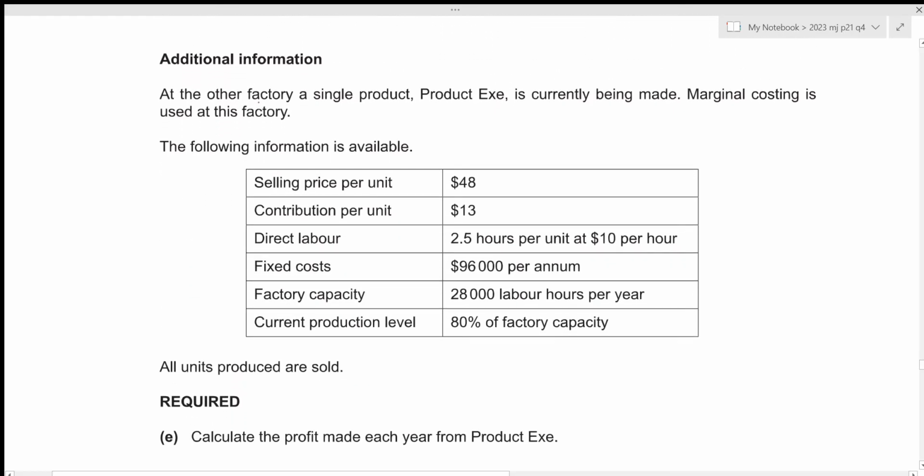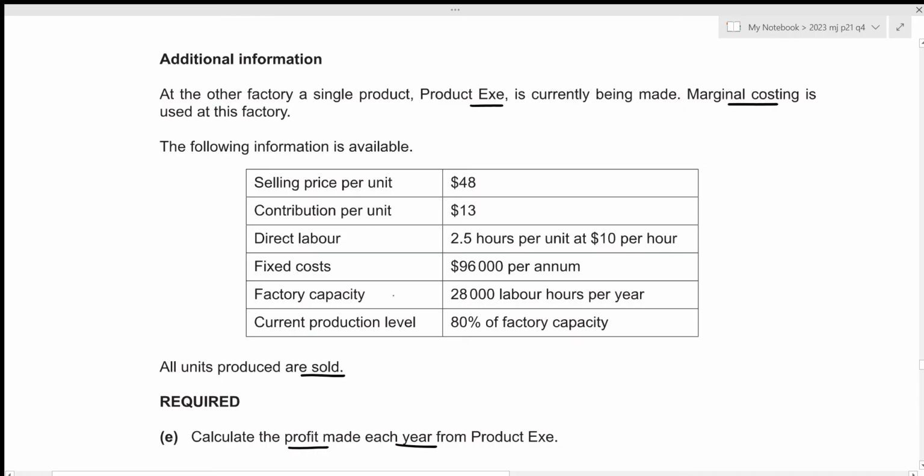We're given additional information. At the other factory, a single product, product X, is currently being made and marginal costing is used at that factory. The following information is available. We're given the selling price per unit, contribution per unit, direct labor, fixed cost, factory capacity, and current production level. All units produced are sold. For the fifth part, we need to calculate the profit made each year from product X.